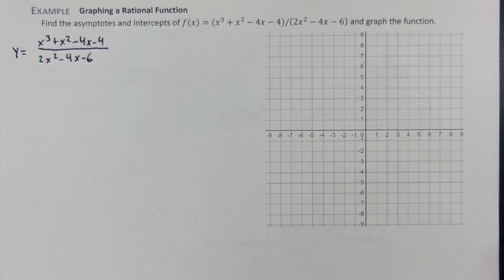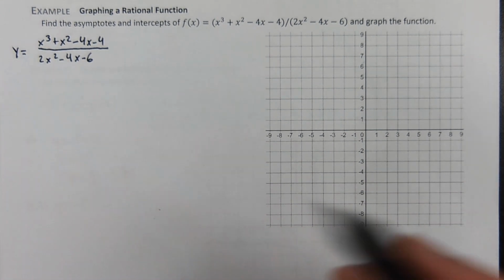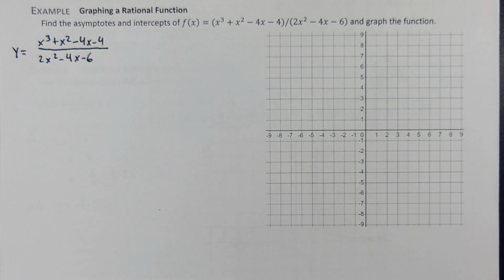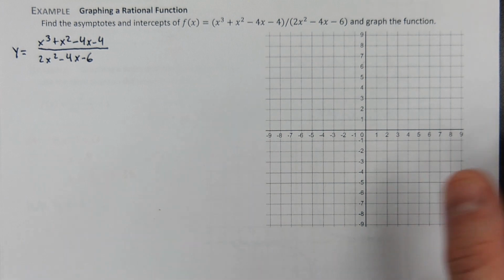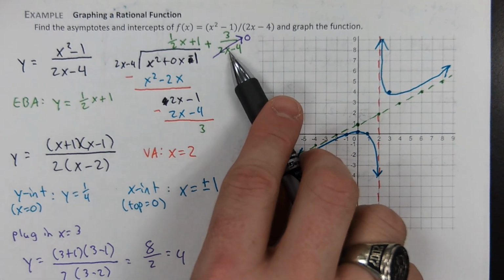What we have here is a rational function whose degree in the numerator is larger than the degree in the denominator. That means it is top-heavy. And when we have a top-heavy rational function, in order to find the end behavior asymptote, you are going to have to do polynomial long division. The good news is you can ignore the remainder because it will always tend towards 0 like this one did, and you would just cross it out.